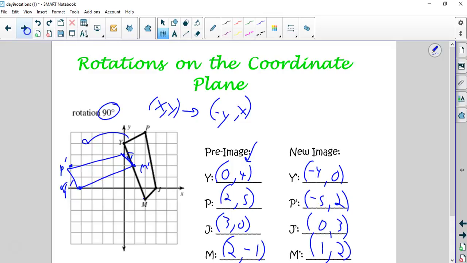So here's JM, that low part that was here. You just imagine it rotating, the P rotated over here, and so forth.